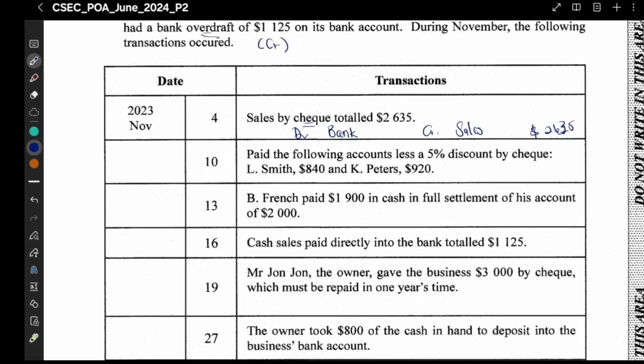Pay the following accounts less a 5% discount by check. So this discount is offered when they pay. So this here is a cash discount. Therefore, it's going to be recorded in the 3-column cash book. And also, you are paying and receiving this discount. So it's a discount received. So let's go with Smith. Smith has $840, receiving a 5% discount. This is $42. Therefore, he has to pay $798.